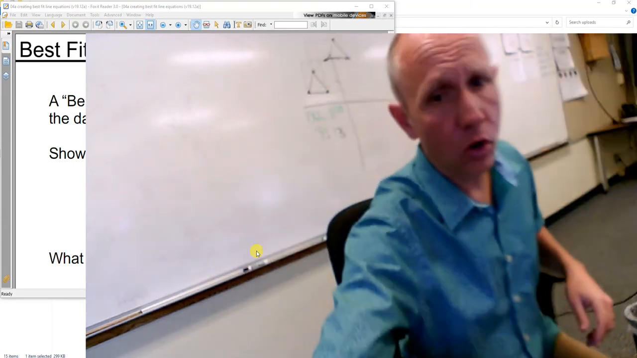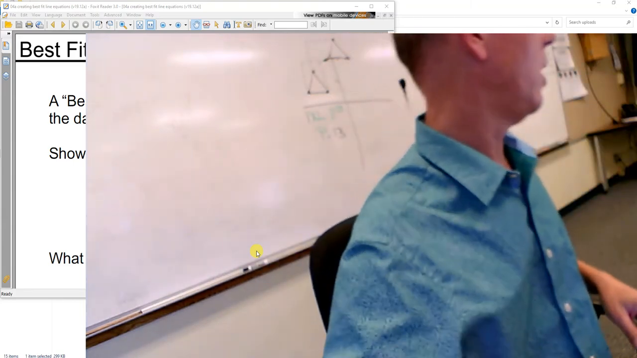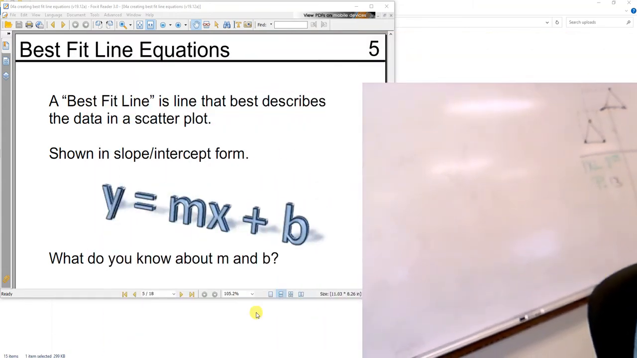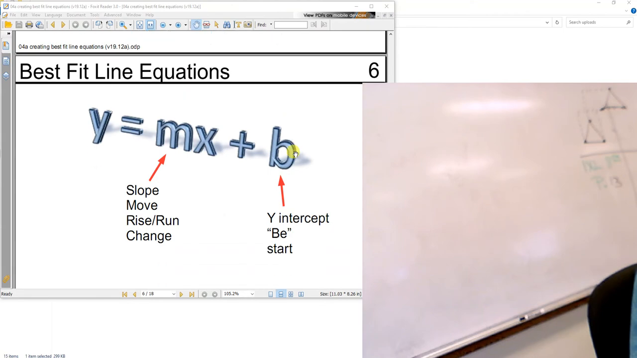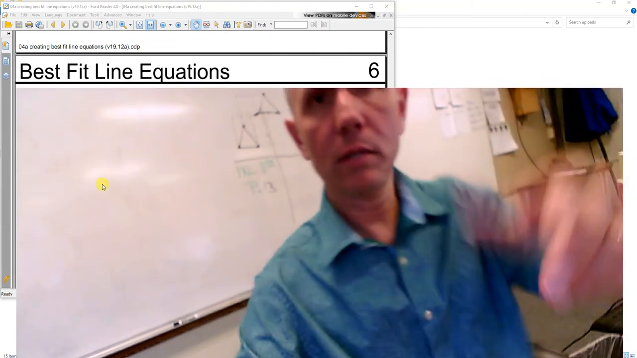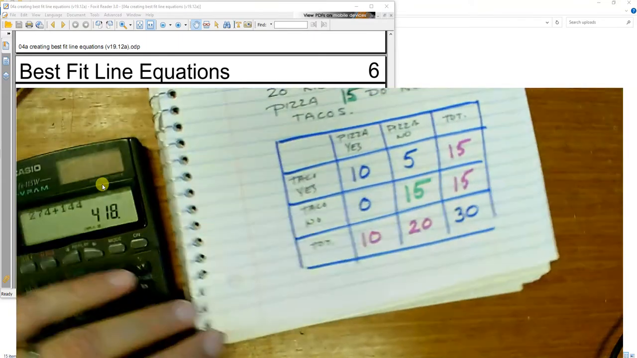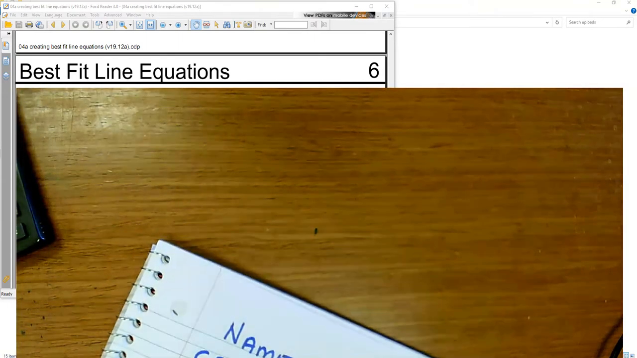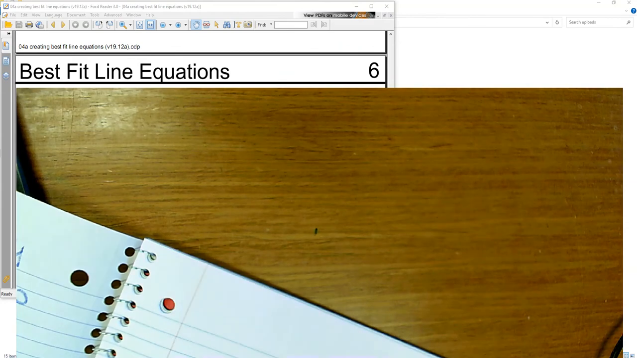Cheers. There we go. So we need to know that song because we're going to be doing some slope-intercept stuff here. And do you know what m and b are? Well, let's get this into our notes. Here we go. Here come the notes. Best fit line equations.